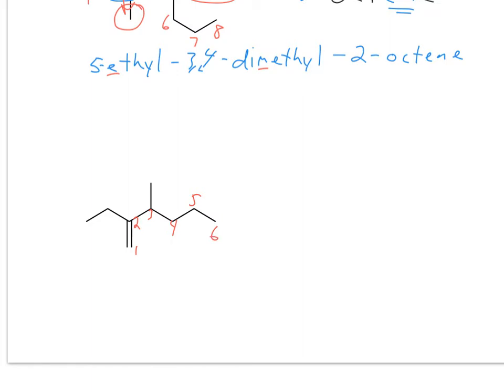So we get 6 carbons. 6 carbons is hexane, and remember we change it to ene, so it becomes hexene. The ene shows us the double bond. Now we have 2 substituents: a methyl group here and an ethyl group here. The methyl is on carbon 3, so it becomes 3-methyl. The ethyl group is on carbon 2, so it becomes 2-ethyl.